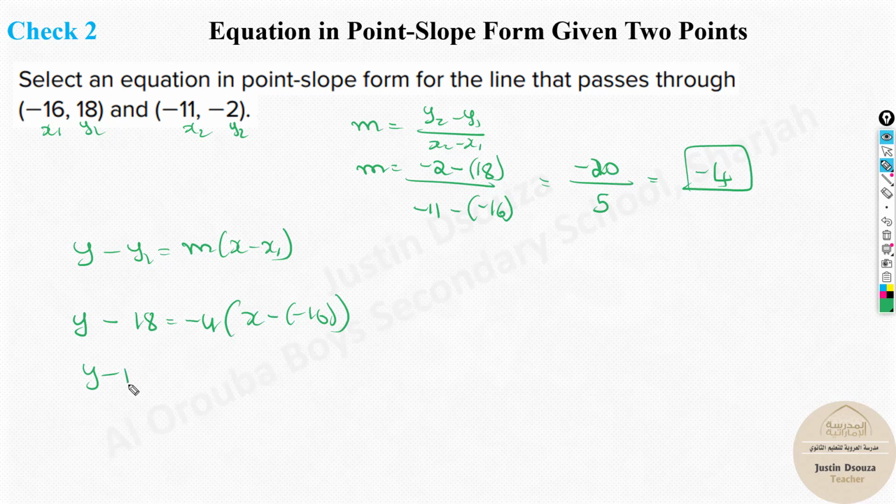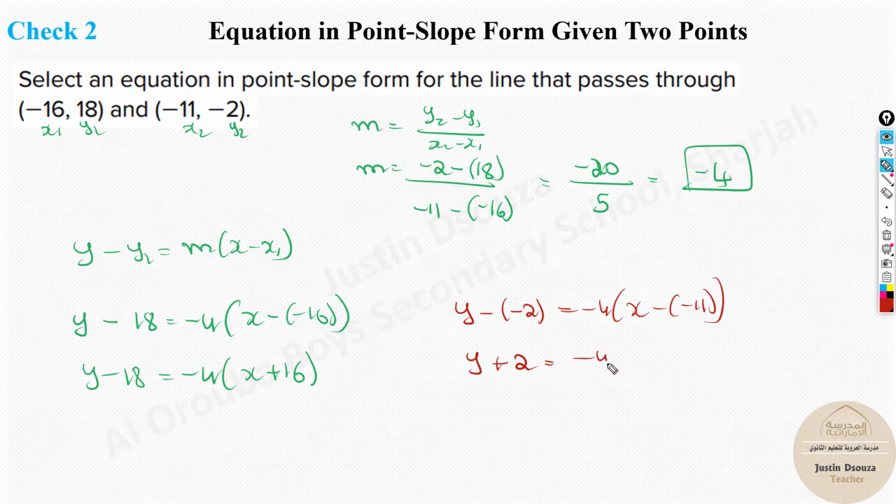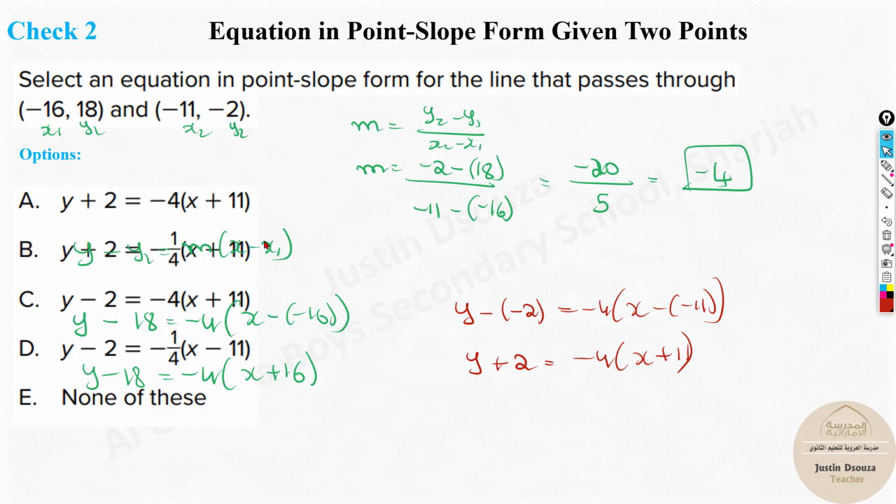So it's going to be y minus 18 equals minus 4 times x plus 16. Now let me change this and write the next equation. If I chose these 2 points, it will be y minus of minus 2 equals minus 4 into x minus of minus 11, and y plus 2 equals minus 4 into x plus 11. See, now both are correct. Let's see what answer is over here.